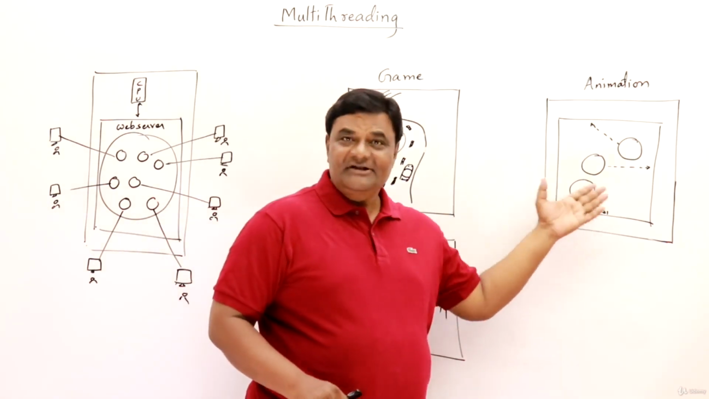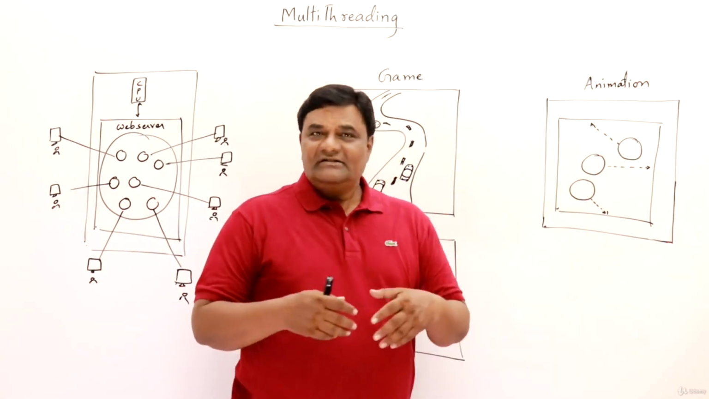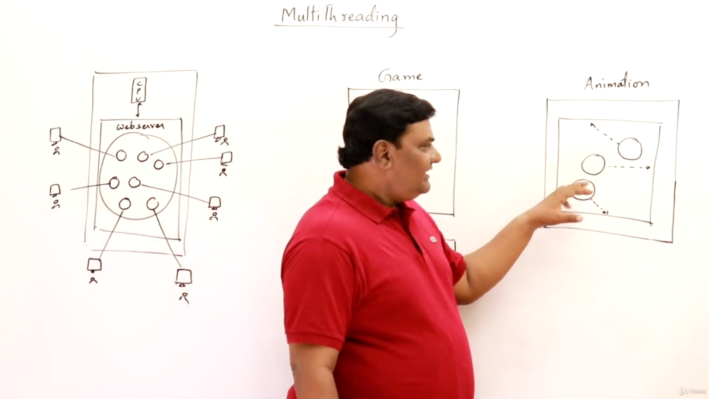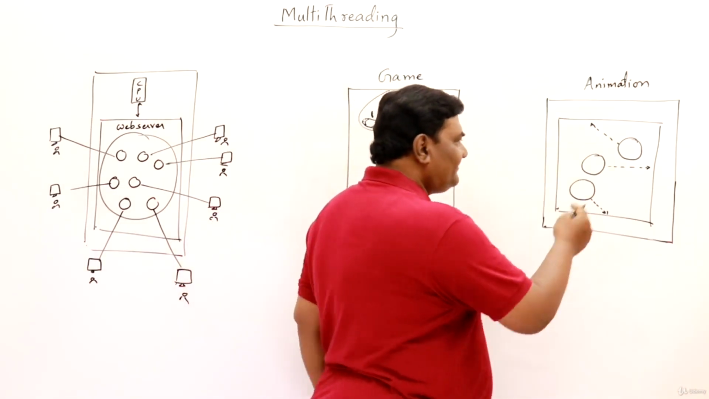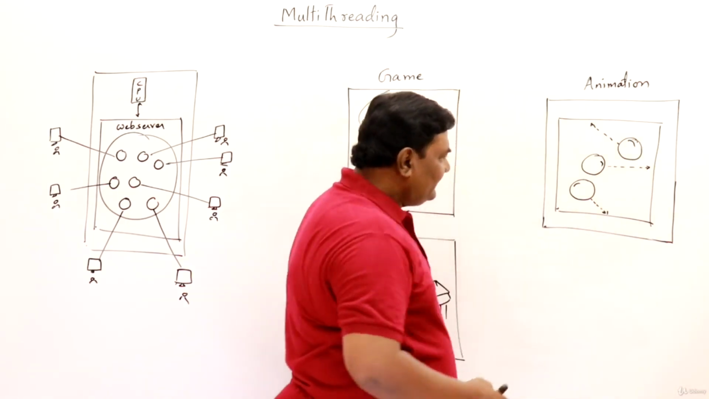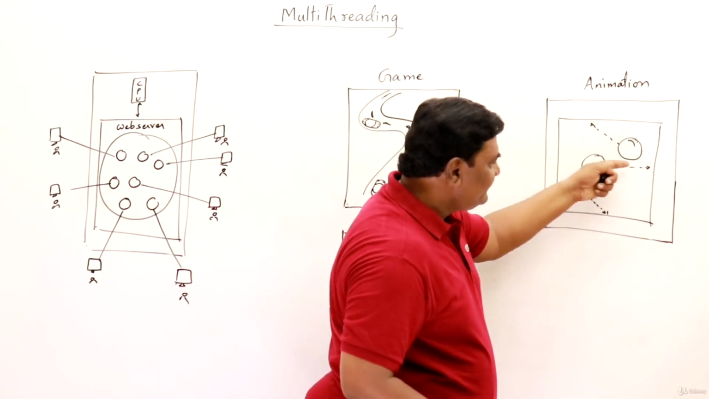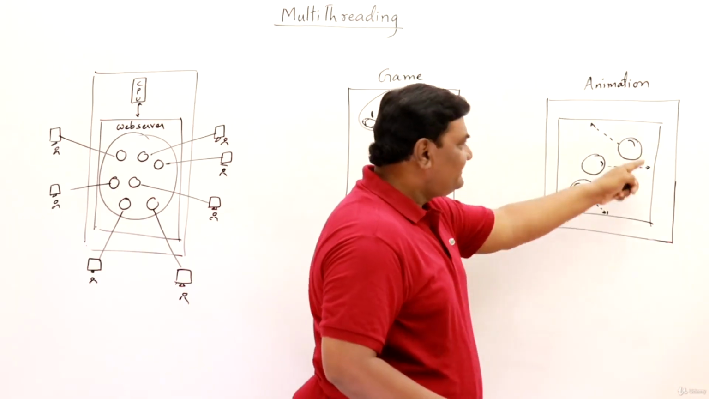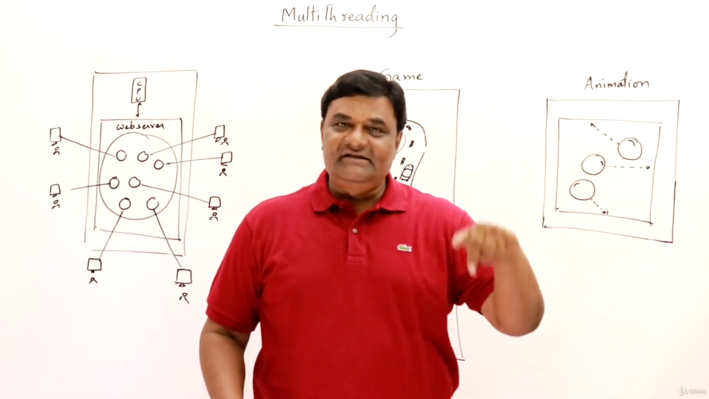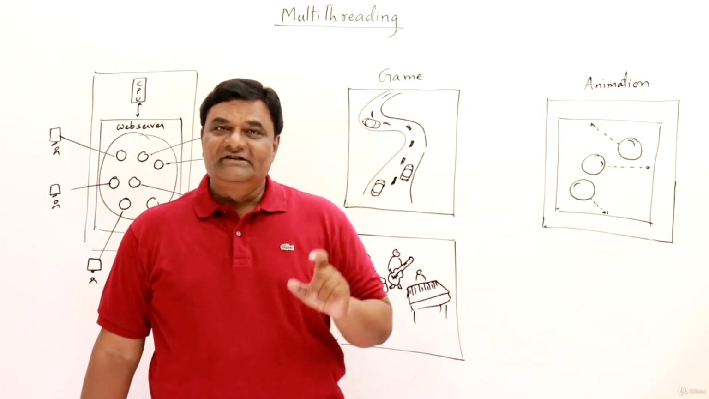First one is an animation. There are many animations. One of the examples I have taken here: these are balls and these balls are bouncing in different directions. This one is moving in this direction, this one is moving in this direction, and this one is bouncing like this on these walls. Whenever it touches the wall, it changes direction. So the balls are bouncing.